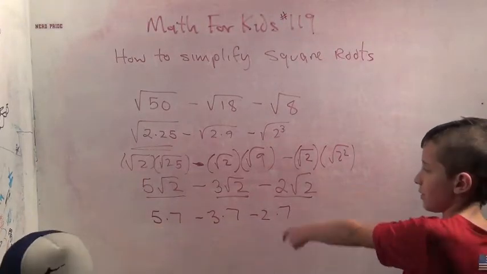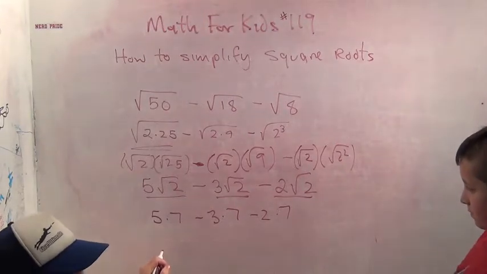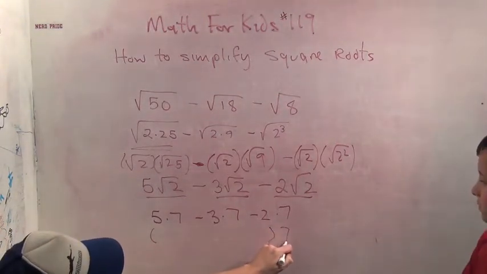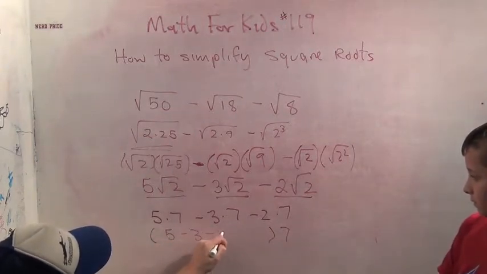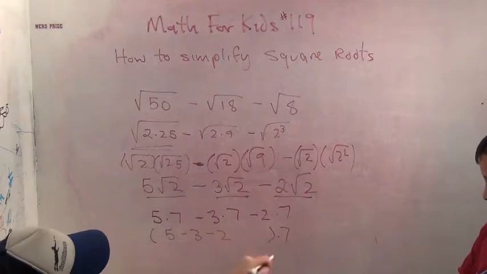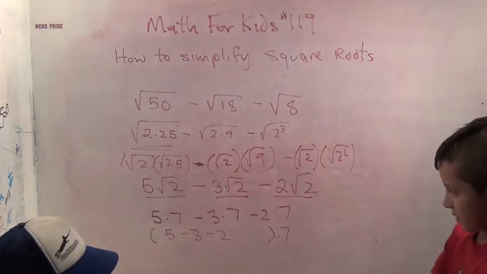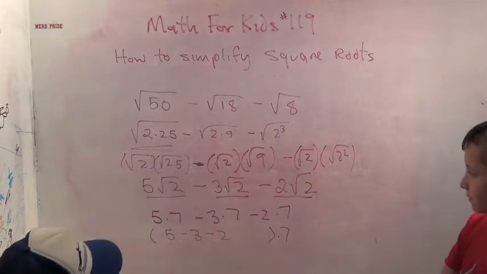So maybe this is equal to 0. What if I did this? Do you remember the distributive property? What if I factored a 7 out of all of this? Then this is equal to 5 minus 3 minus 2, whole thing times 7. Well, 5 minus 3 is 2, minus 2 is 0, times 7, which is 0.